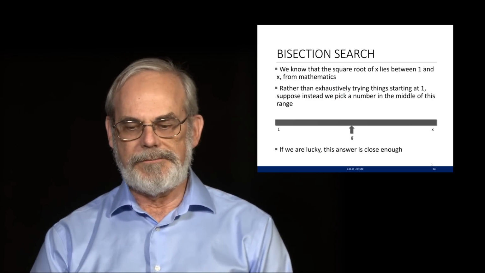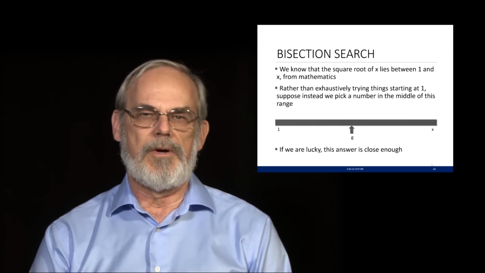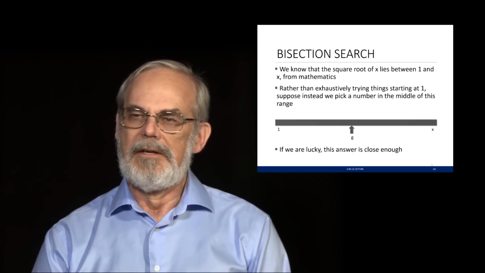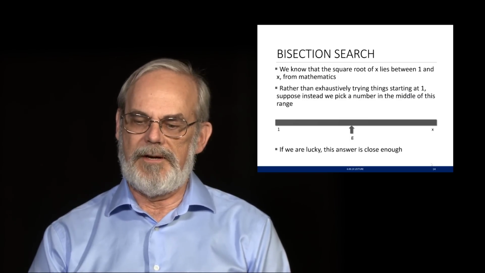Let's think about square root. One of the things we know about the square root of a number is that it lies between 1 and that number, if that number is bigger than or equal to 1. We'll do fractions in a second. So the square root of 25 lies somewhere, we know, between 1 and 25.